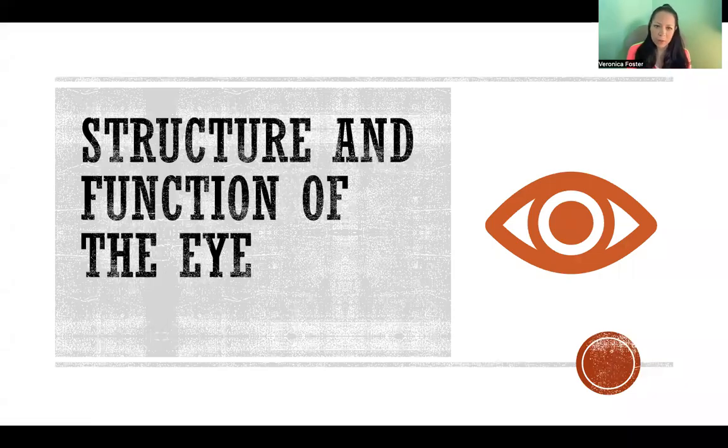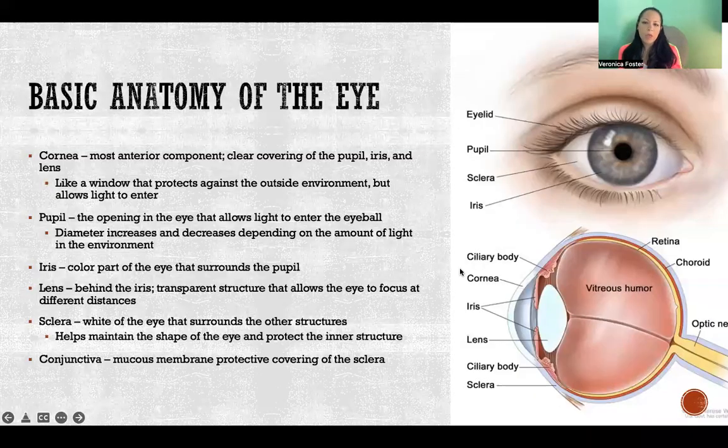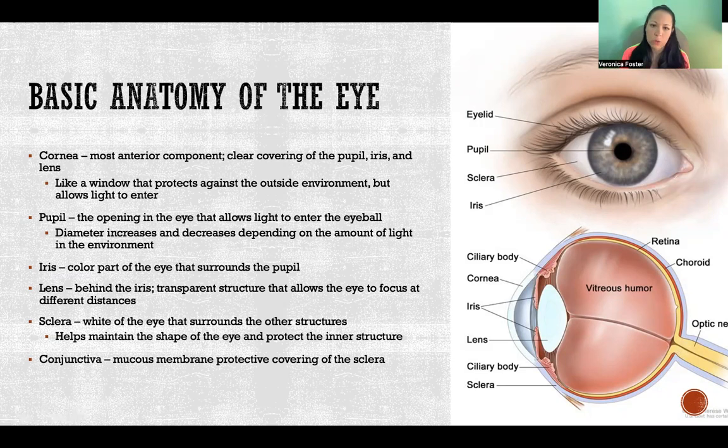In this video, I'm going to talk about the structure and function of the eye. So, some basic anatomy. The cornea is the most anterior component. It's a clear covering that we see right here in the picture. It's the clear covering that is anterior to or superficial to the pupil, iris, and the lens. So it's protecting those structures underneath.